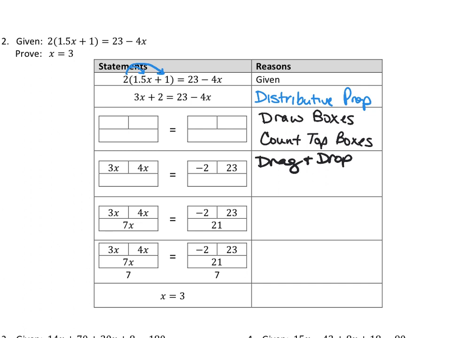But properties-wise, to actually do this, what we are using is the addition and the subtraction properties. But for our sake, what I've been saying when we did this box method was that's drag and drop. All of the x's on the left, all of the non-x's on the right. But we are technically using the addition and subtraction properties to do that.